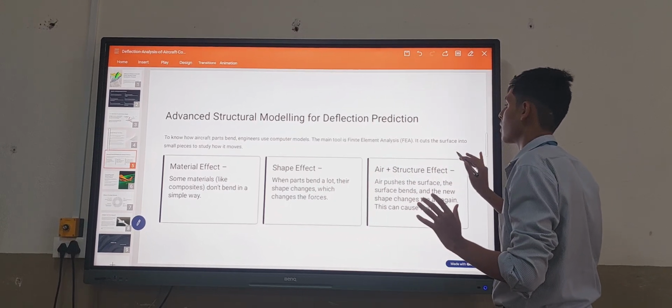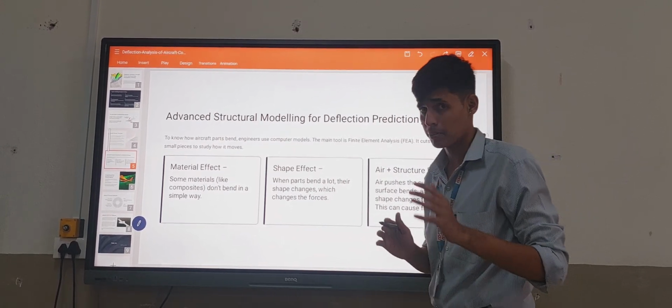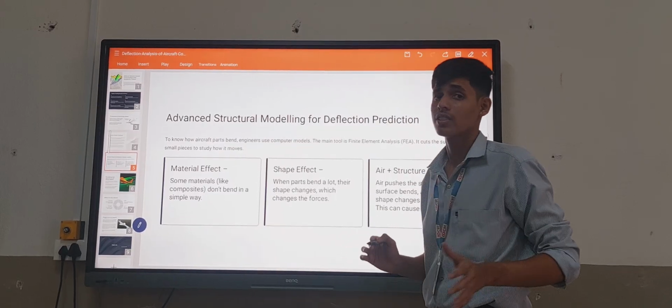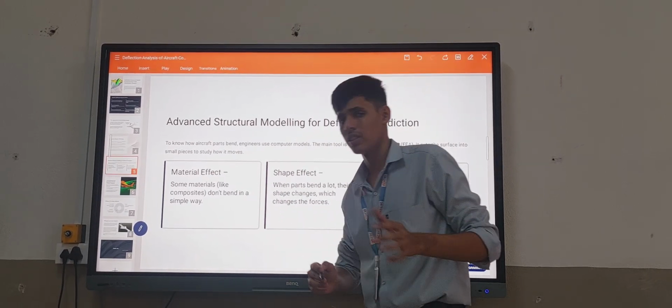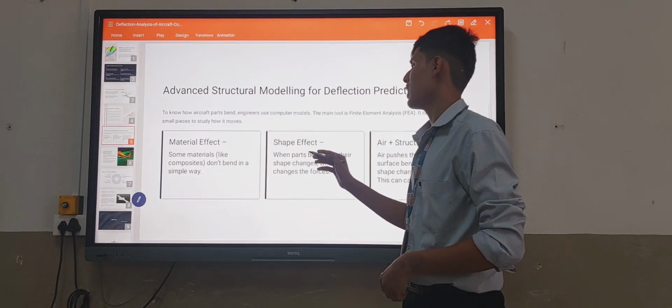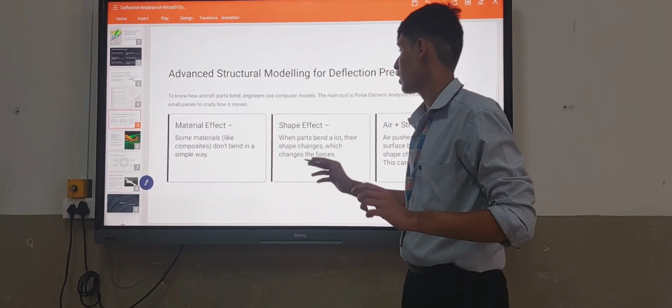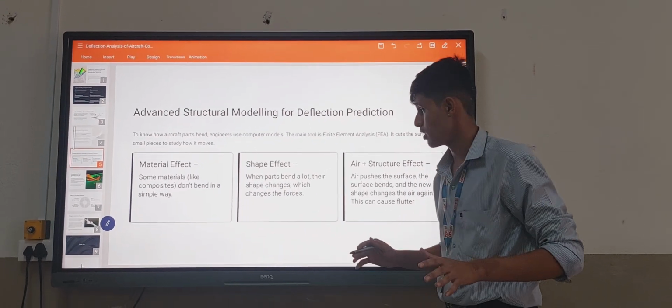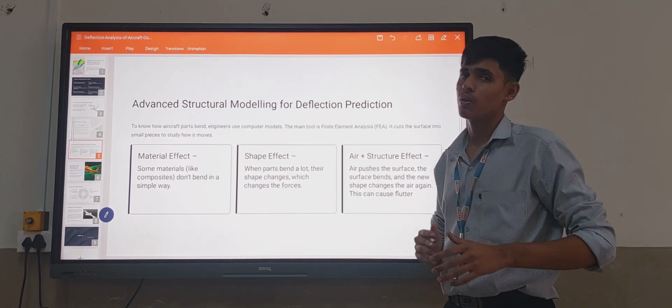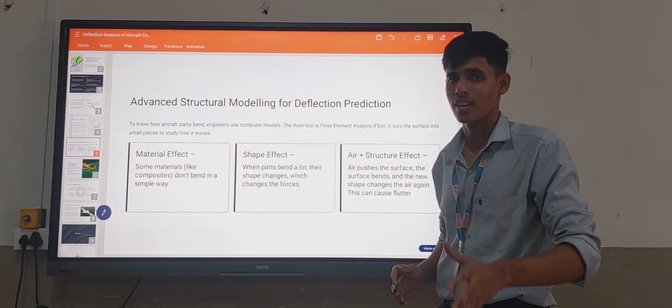We can cut the surface into small parts, small pieces, and understand how it moves. Material effect: some materials like composites don't bend in a simple way. And the shape effect: when a part bends a lot, the shape changes, which also changes the force. And it can crash the airplane.